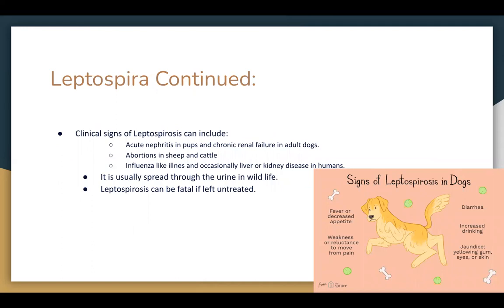Clinical signs of leptospirosis can include acute nephritis in pups and chronic renal failure in adult dogs, abortions in sheep and cattle, an influenza-like illness, and occasionally liver or kidney disease in humans. It is usually spread through the urine of wildlife. Leptospirosis can be fatal if left untreated.